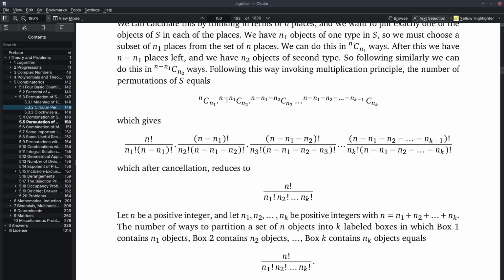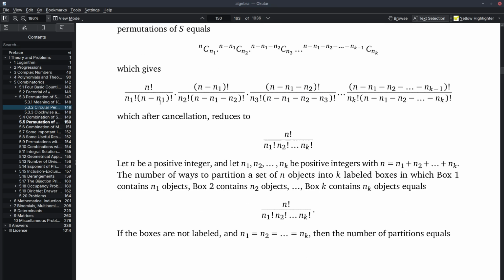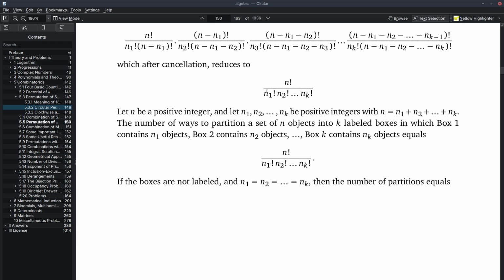nCn1 into (n minus n1)Cn2 into, and we go on decreasing the n and changing the r by the decrement. So if you see, n minus n1 factorial will get cancelled, n minus n1 minus n2 factorial will get cancelled, and so on. And at the end, we will have nk factorial from here, and n1 factorial from here, n2 from here, and n3 from here. So the final value is n factorial by n1 factorial, n2 factorial, through nk factorial.